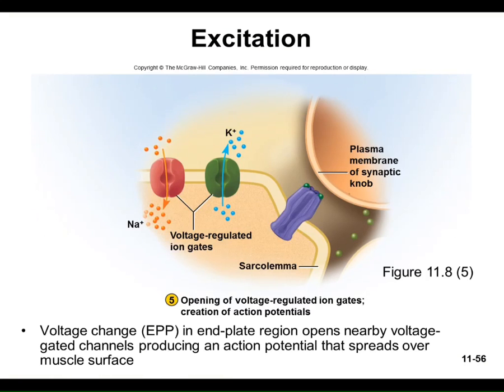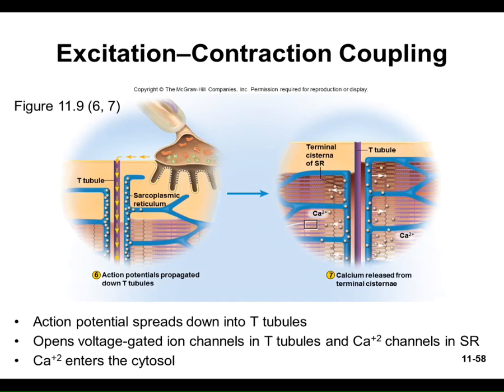Then there's a, quote, coupling, right? A connection between these. So the coupling here is that as that action potential goes down the T-tubule and reaches those voltage-gated calcium channels, the calcium will be released. And this is the, quote, coupling reaction. Now what happens to that calcium?